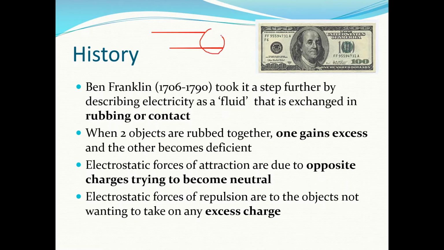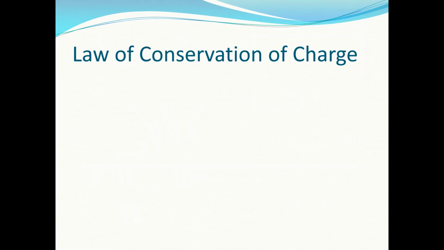So if we have a negatively charged object here, and we have a negatively charged object here, they don't want to go near each other, right? Because they're just going to give each other excess charge. But if I have a positively charged object, this guy can transfer some of those negative charges to it, so they're attracted. So they don't want to become more negative than they already are, but if they're opposite, they'll attract. If they're the same, then they're going to repel.